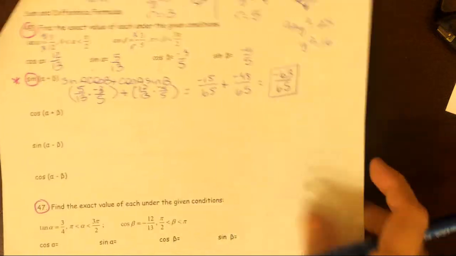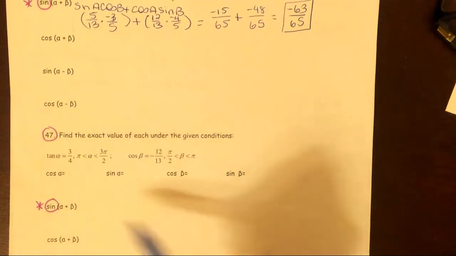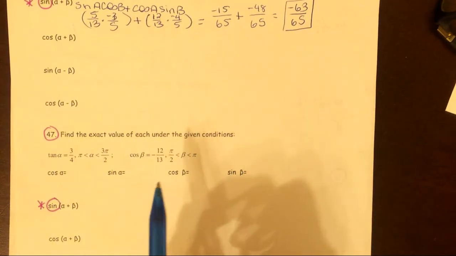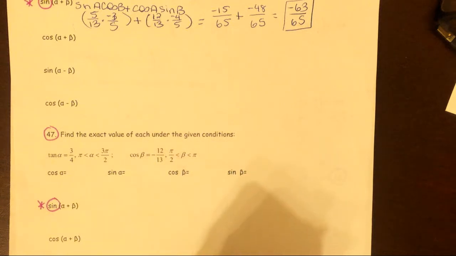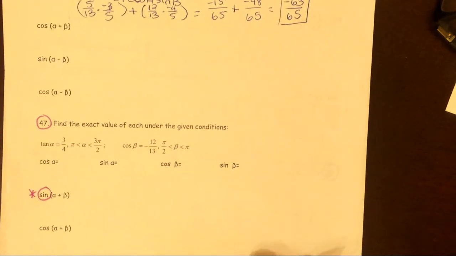All right, let's go look at 47. I just want to make sure you can do the ABC part. Once you have the ABC part done, then I'll let you check your answers again so that you can ask me questions if you have any.